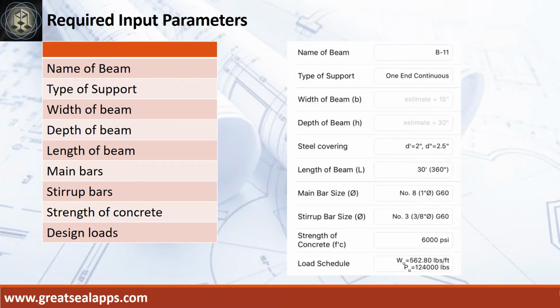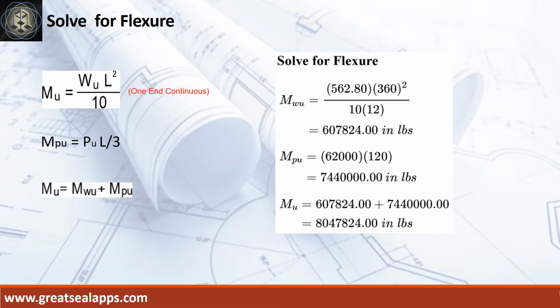Enumerate input parameters required. Name of beam B11, type of support one end continuous, width of beam 15 inches, depth of beam 30 inches, length of beam 30 feet, main bars 1 inch diameter at grade 60, stirrup bars 3/8 inch diameter at grade 60, strength of concrete 6,000 psi, factored uniform load is 562.8 pounds per foot, and total factored concentrated load is 124,000 pounds.